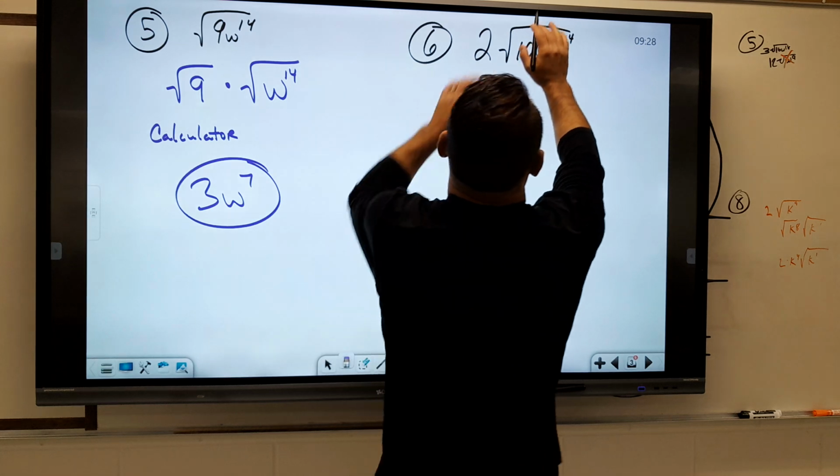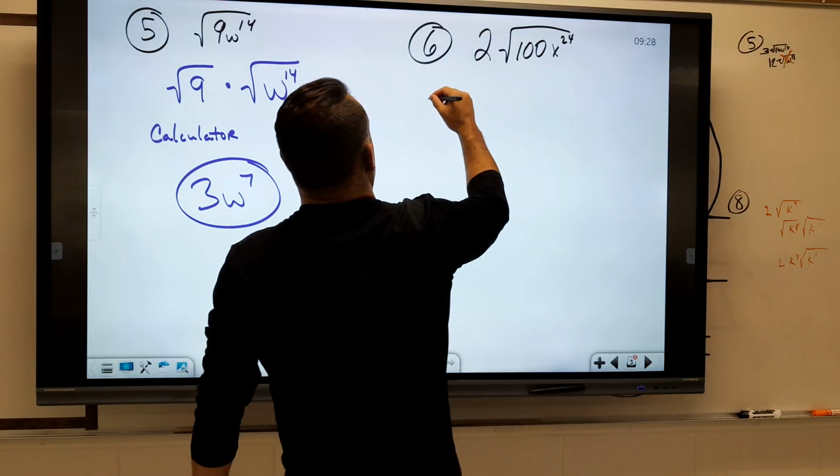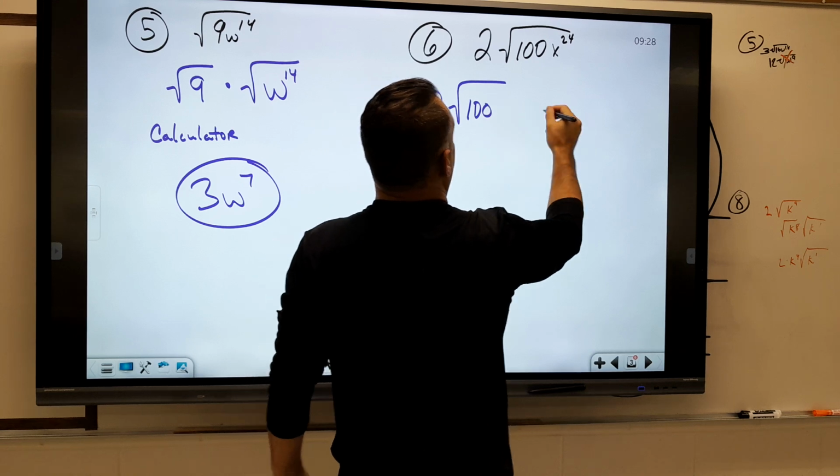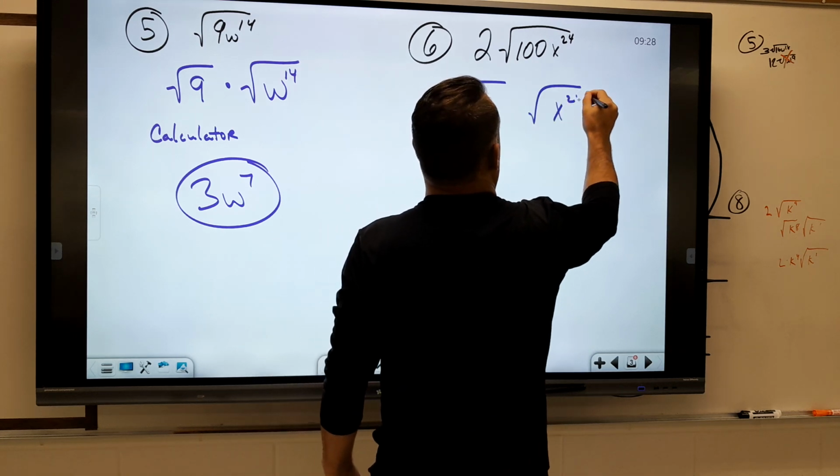You can't put that part in. You can't put the letter in the calculator. This is a two-part problem. Then look at the x to the 24 and think about it.